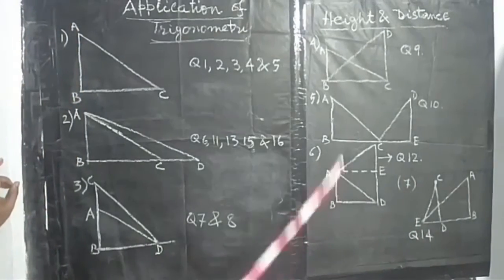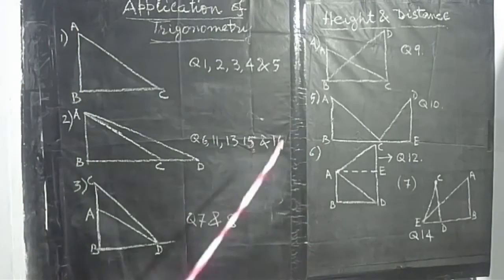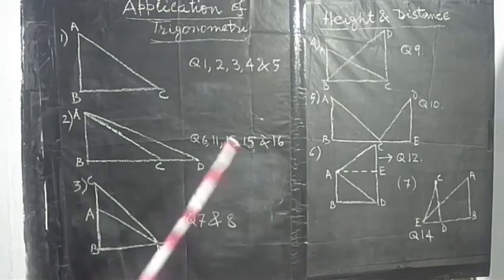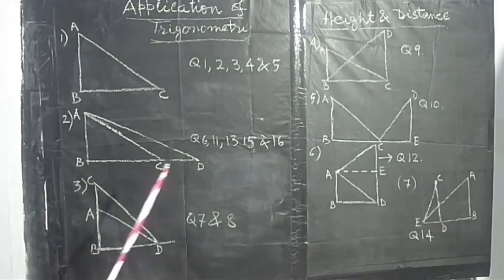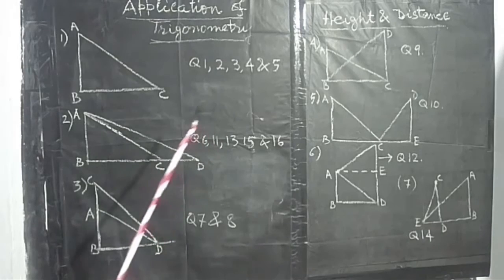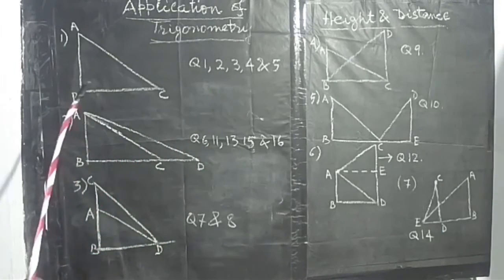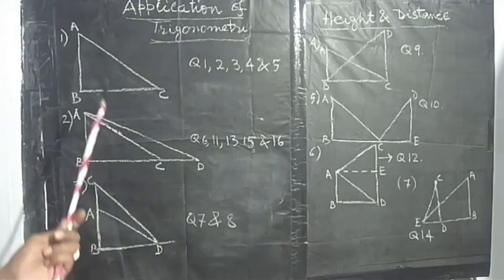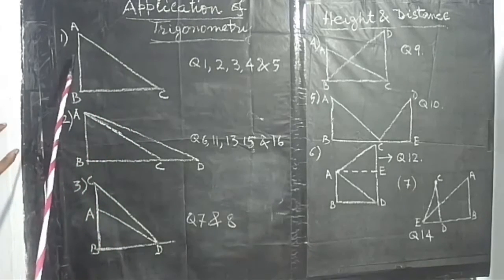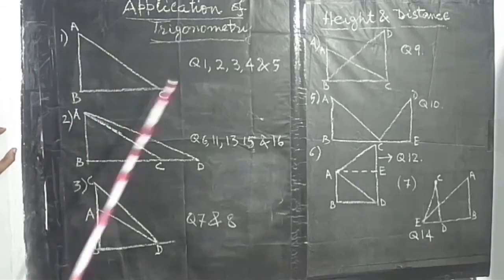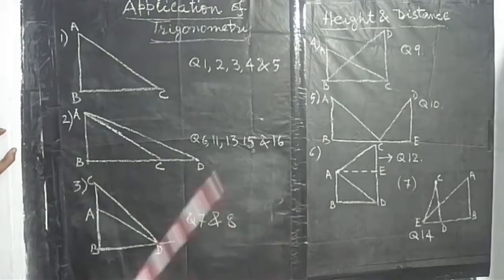Now we'll have different kinds of steps. We will not complete this whole chapter in one video only. I'll divide the videos according to the figure. So the first problem we'll discuss is type number 1. According to the figure, I have divided this chapter into 7 types.